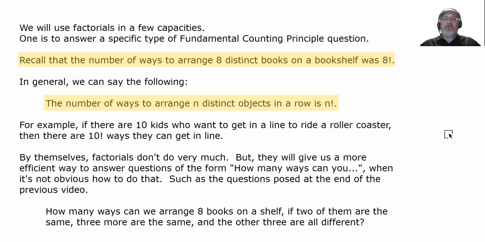By themselves, factorials don't do very much. They do answer the question, how many ways can I arrange some distinct objects in a row? But they will give us a more efficient way to answer questions of the form, how many ways can you do something, when it's not obvious how to do that, such as the questions posed at the end of the previous video.